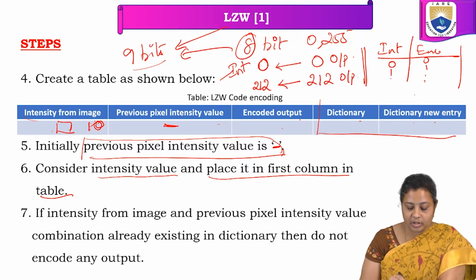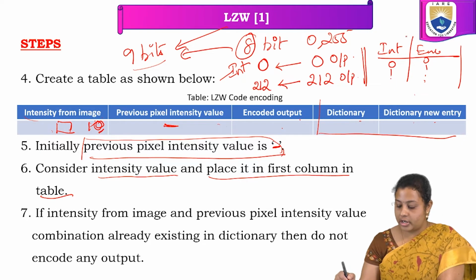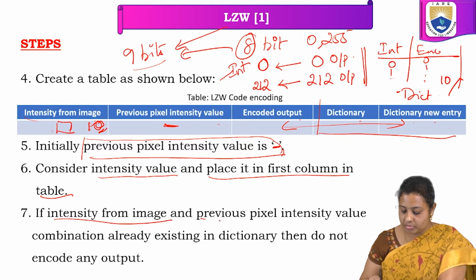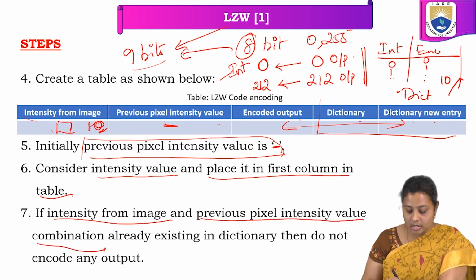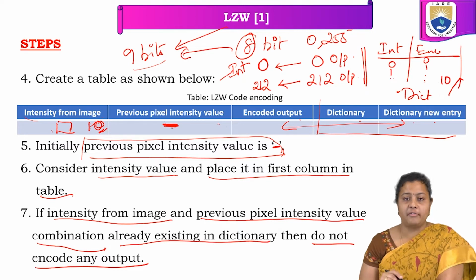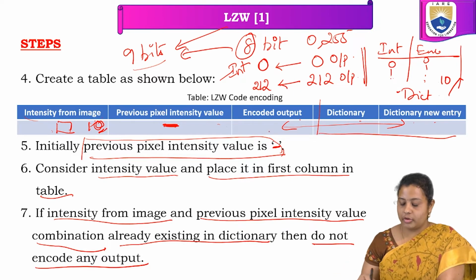Now, if you observe here, the intensity value 10 is already there in my dictionary, and it is already coded as 10. So if the intensity value is already coded in my dictionary, I do not fill up this table. I do not make any modifications. If the combination of intensity from the image and previous intensity value already exists in the dictionary, then we do not perform any coding. In the first case, the 10 and hyphen combination exists, so we don't perform anything.